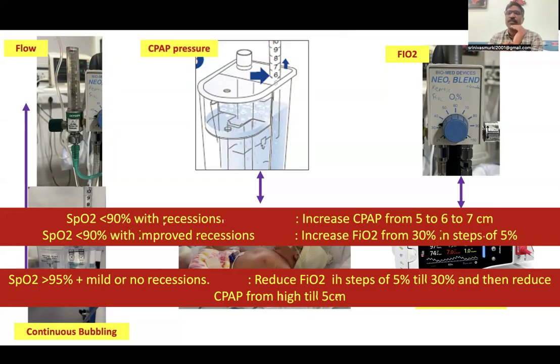Once you come down to 30% FiO2, if there are no retractions, keep coming down the pressure from 7 to 6, 6 to 5. Once you are at a pressure of 5, FiO2 30%, then subsequently if there are no retractions and saturations are well maintained, then you keep coming down on FiO2 to 25 and then to 21%, and then you decrease the pressure from 5 to 4. Once you're at a pressure of 4, FiO2 21 to 25%, you can remove the baby from CPAP.